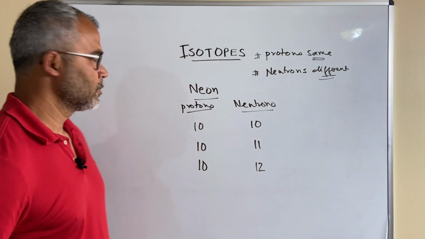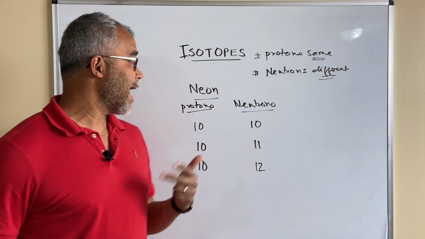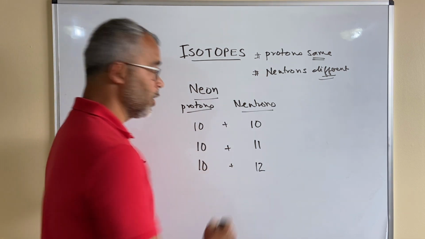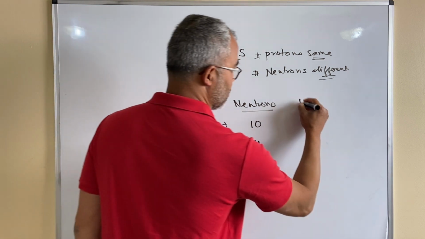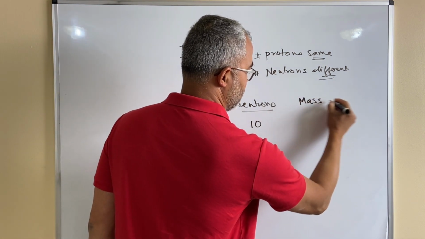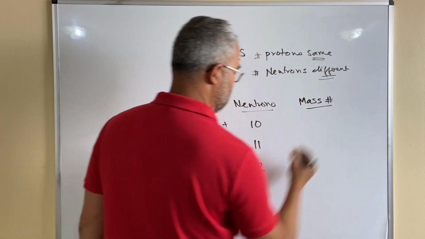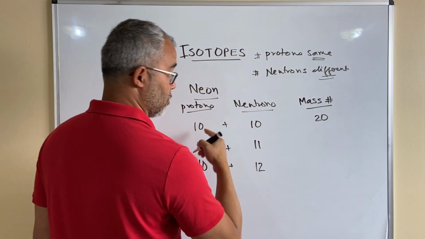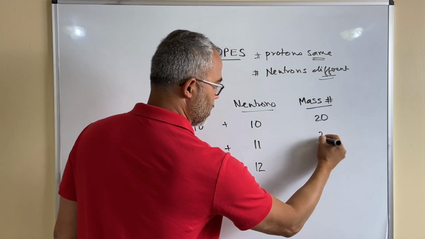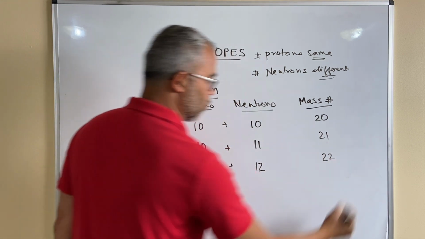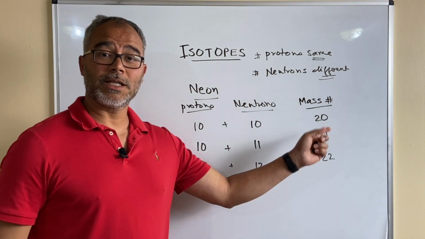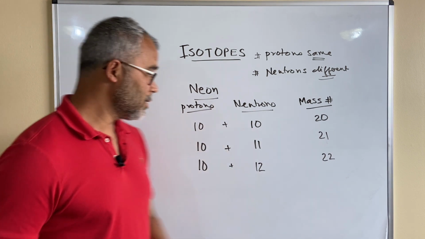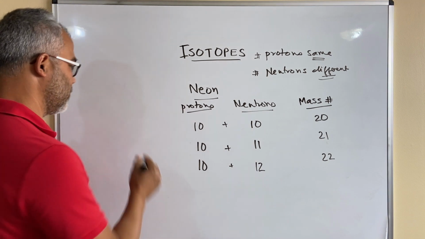Okay? So now if you add up the protons and the neutrons, you end up with something called the mass number. And so the mass number of these three isotopes is 20, 21, and 22. And there is a way to distinguish between these when you write the chemical symbol of neon, and there's two ways, okay?